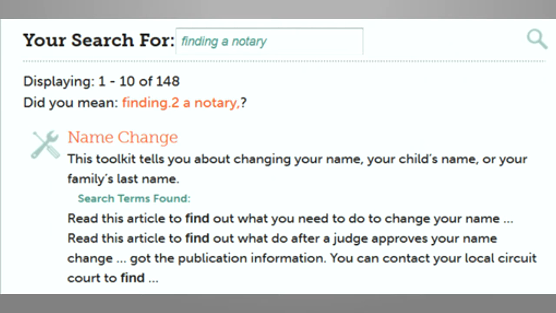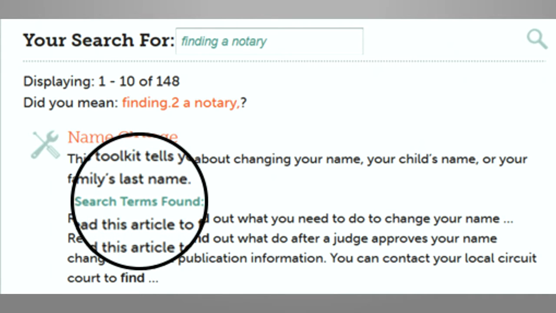Additionally, there are some glitches within search itself. In the search results, there is a "Did you mean" section provided for every search, no matter if the search term is correct or mangled. If a user enters "finding a notary," "finding period to a notary, comma," is shown adjacent to the "Did you mean" phrase. Additionally, search terms found is always blank.